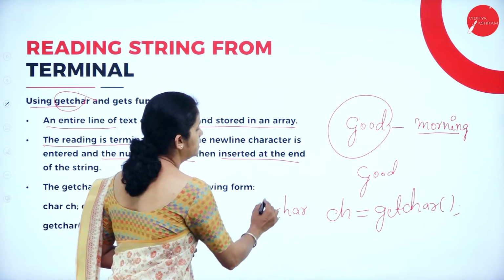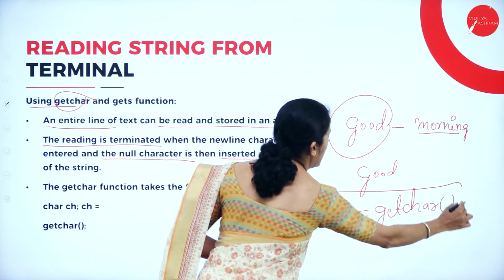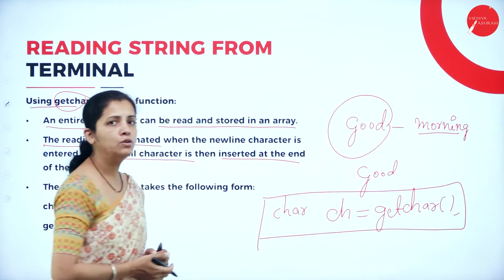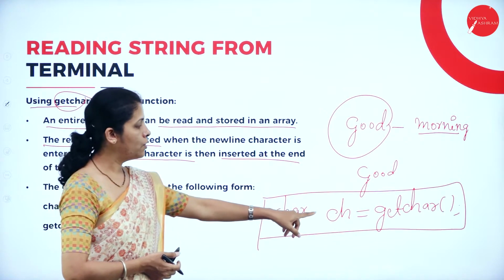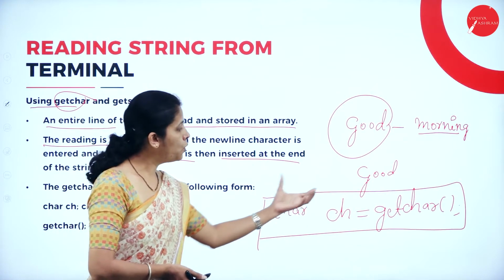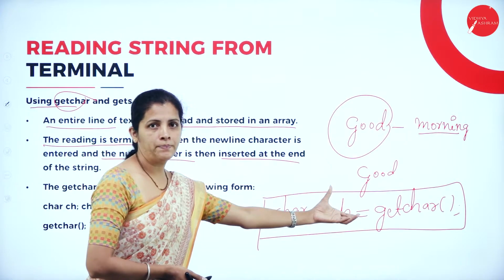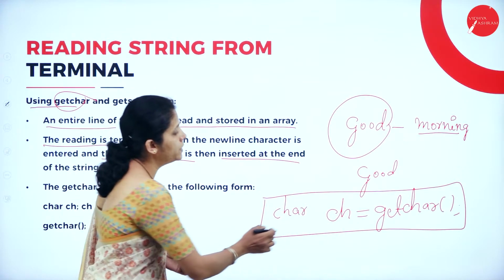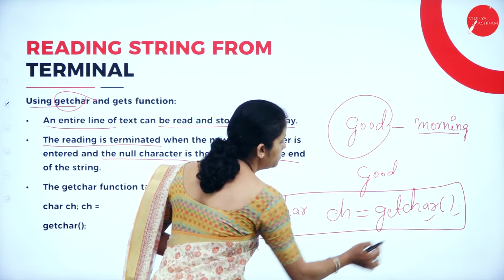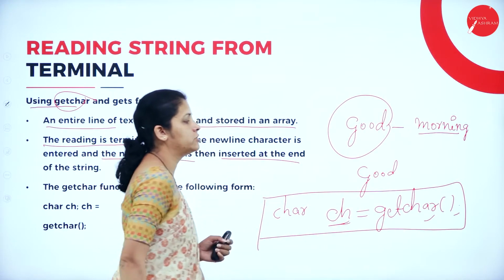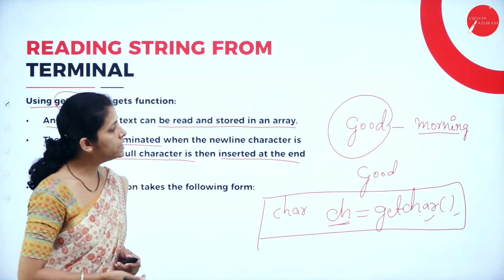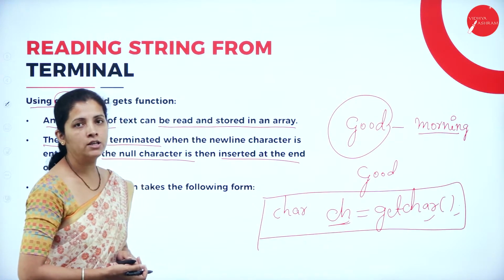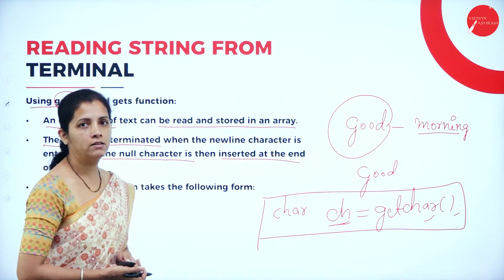So, this is the syntax I'm going to have. First, I want to define the variable which holds the input. Which variable holds the input? That is ch. And by using the getCharacter function, I'm going to read the character.